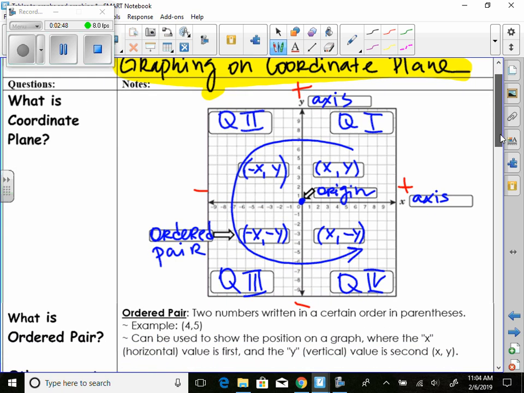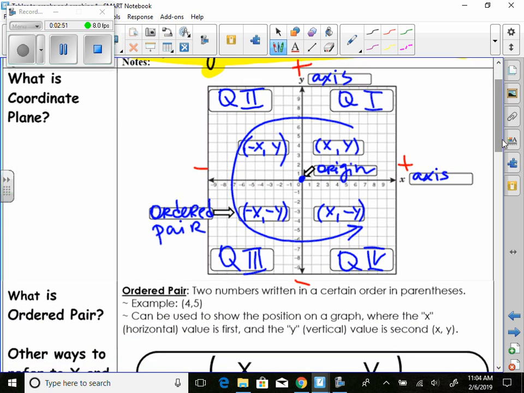So again, the ordered pair is two numbers written in a certain order, and they're placed inside parentheses. And it looks like this. So (4, 5) put in parentheses is an ordered pair. So those are used to show the position of a point on the graph. Okay, and in your ordered pair, the first number is always the x. And the second number in the ordered pair is the y, okay? And x gets plotted on the horizontal line, y gets plotted on the vertical line.